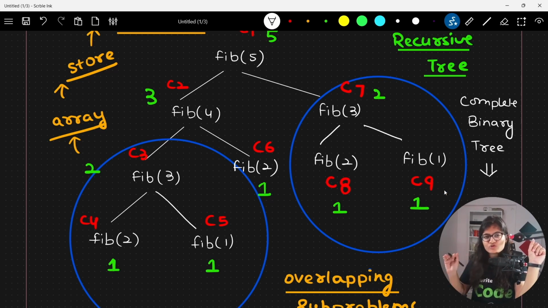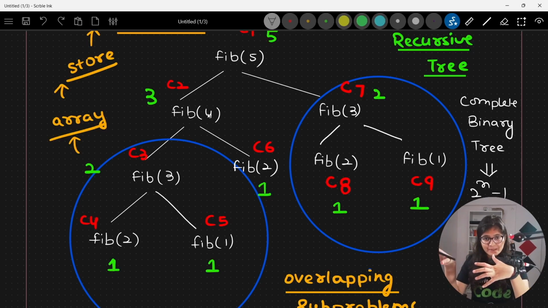How many number of levels do we have? The value of k, if you remember in that session we have discussed, will be equal to 2 to the power n minus 1. In a CBT, the number of levels will be equal to 2 to the power n minus 1, where n is the number of nodes that we have in a recursive tree.